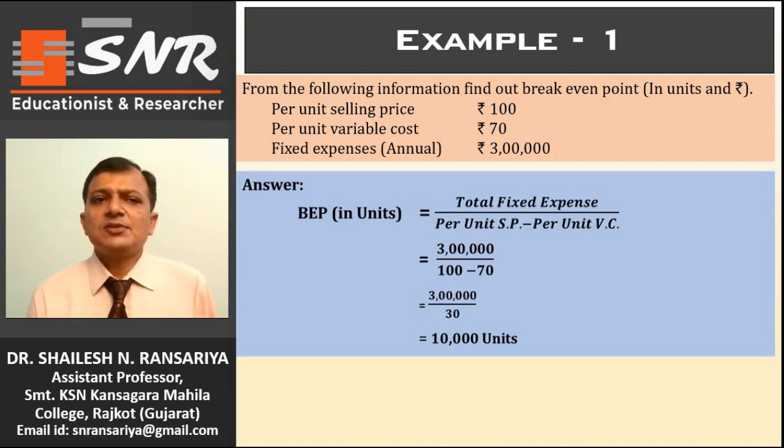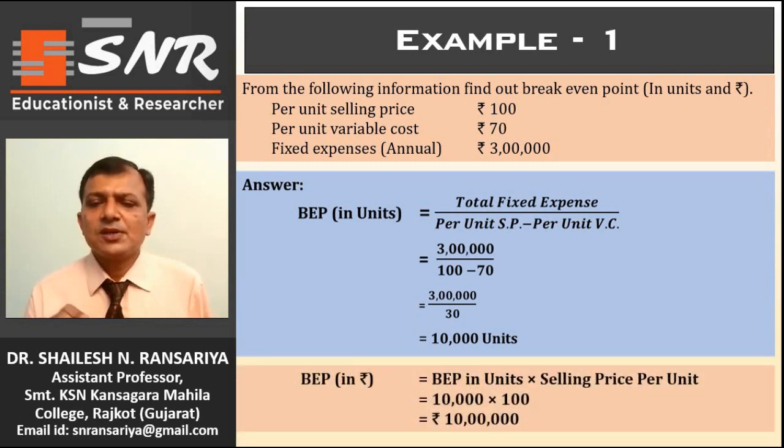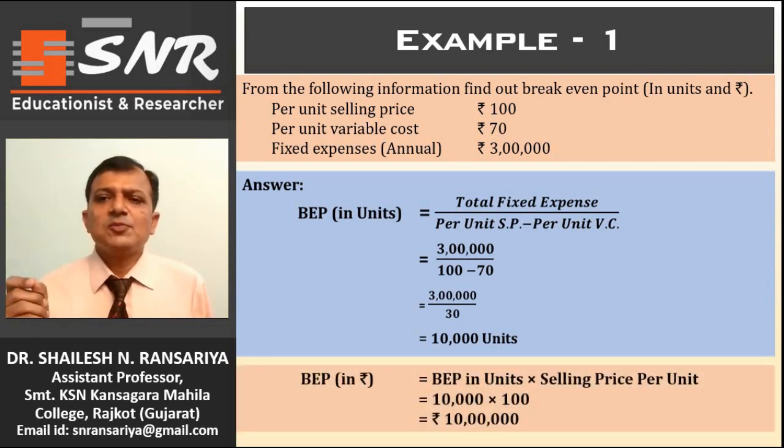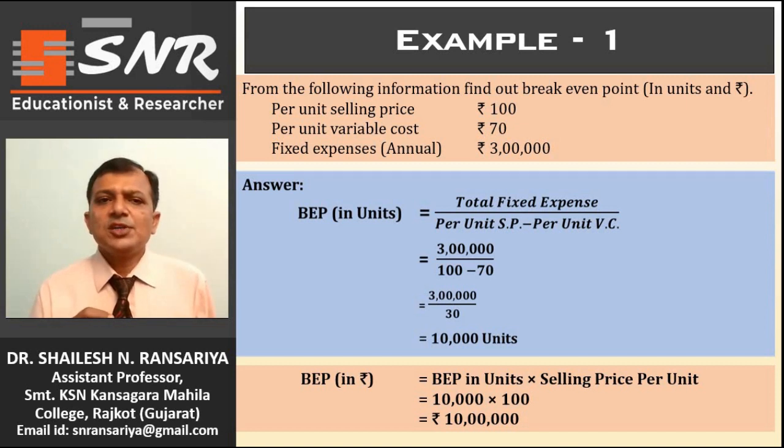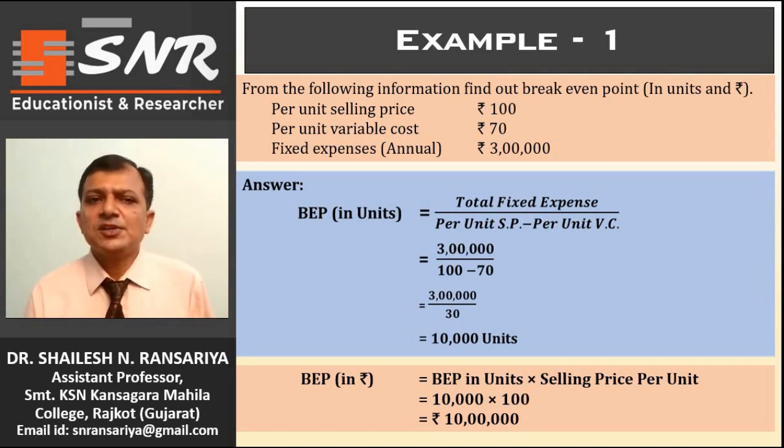Now we will calculate BEP in rupees. So the formula for BEP in rupees is, already we have calculated BEP in units, so directly we can multiply with the per unit selling price. So BEP in units multiplied by selling price per unit. So BEP in units 10,000 multiplied by selling price rupees 100. So 10,000 multiplied by 100, total BEP in rupees is 10 lakhs.